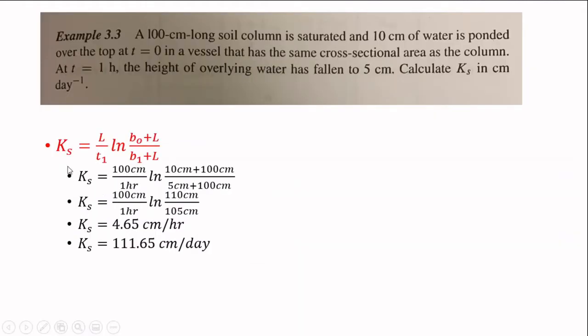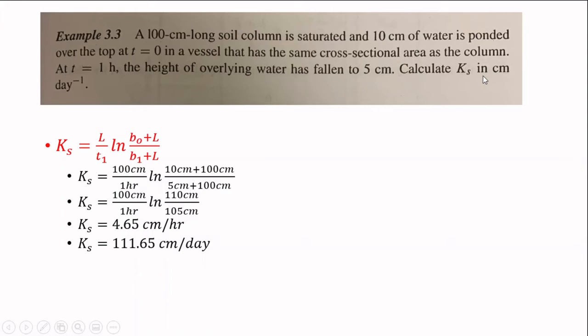Now let us look at example 3.3 regarding the falling head method. We have a 100 centimeter long soil column that is saturated, and 10 centimeters of water is ponded over the top at t equals 0. So B0 is 10 centimeters and L is 100 centimeters, in a vessel that has the same cross-sectional area as the column. At t equals 1 hour, the height of the overlying water has fallen to 5 centimeters. So after 1 hour, B0, which is 10 centimeters, now becomes 5 centimeters.